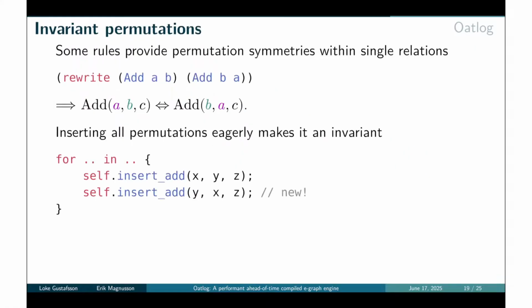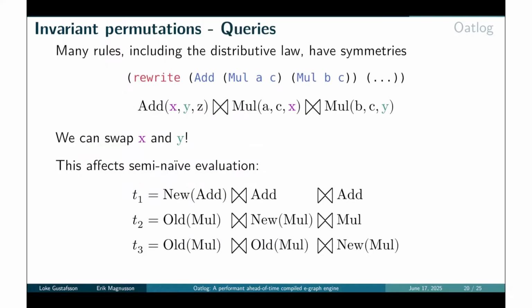Second, some rules provide permutation symmetries within single relations. In particular, there are often rules making operators such as addition and multiplication commutative. Inserting all permutations eagerly, whenever one is inserted, means permuting the columns leaves the relation invariant. This can be exploited for query planning. Many rules, including the distributive law, have symmetries.